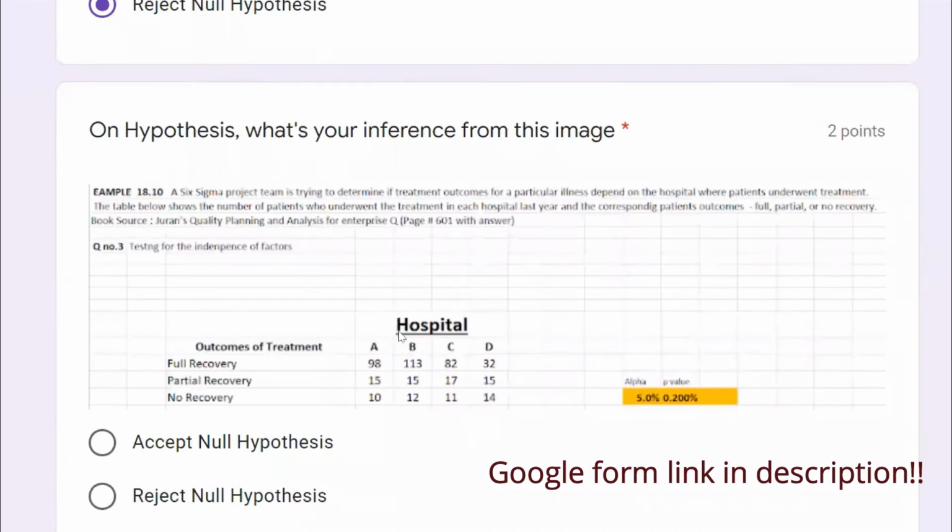And this is the one where the Six Sigma project team is trying to determine if the treatment outcome for a particular illness depends upon the hospital where the patient underwent treatment. So a chi-square test has been done, and the p-value is 0.2 percent. Again, less than 5 percent, so we are going to reject the null hypothesis. Now what we are concluding is that the type of hospital does affect the patient treatment outcome.